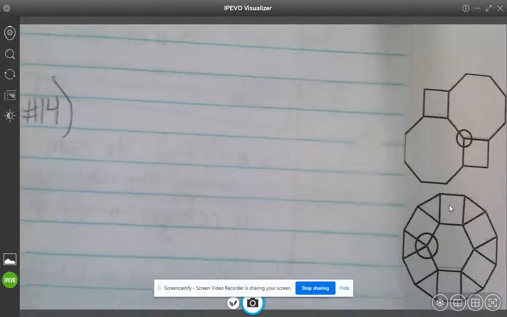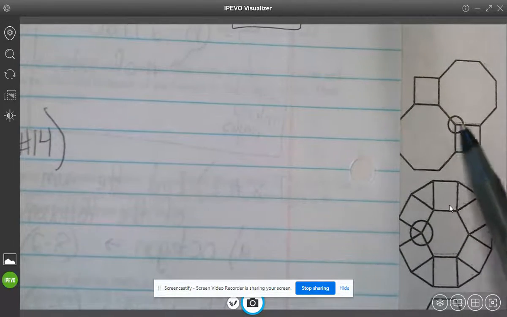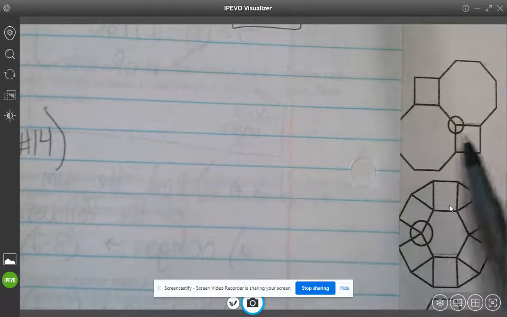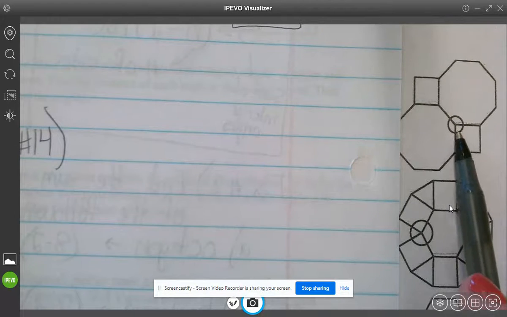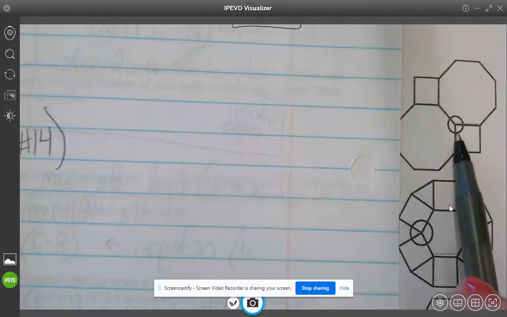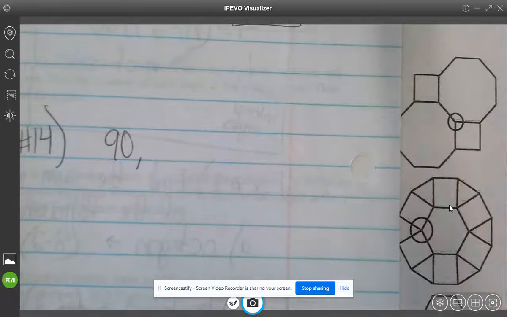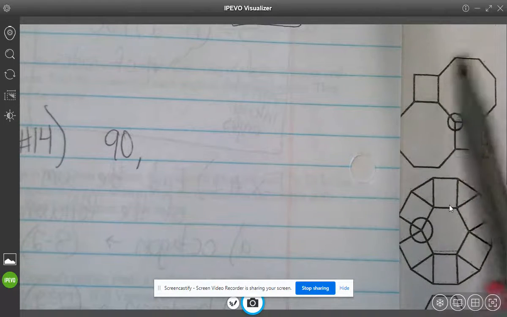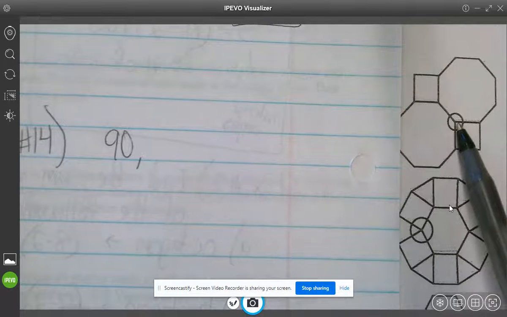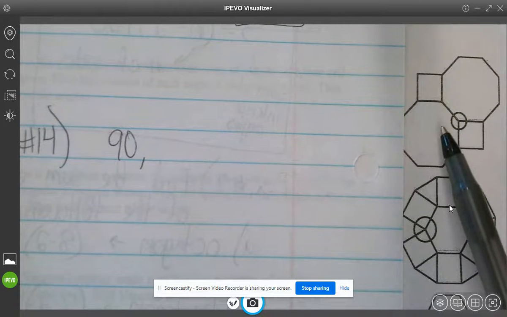Okay, so number 14 tells us just to list the angles that are found in this little circle. So if you look right here, we know that's an angle that's found in a square. Well, what's the angle in a square called? It's going to be 90. So we just know that one's 90 degrees. Now these are both 1, 2, 3, 4, 5, 6, 7. These are both octagons, but they're regular octagons. That's what the question tells us.